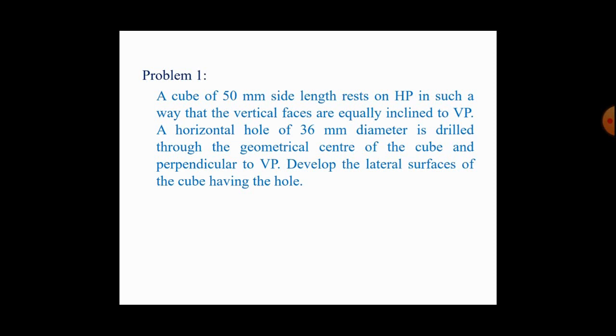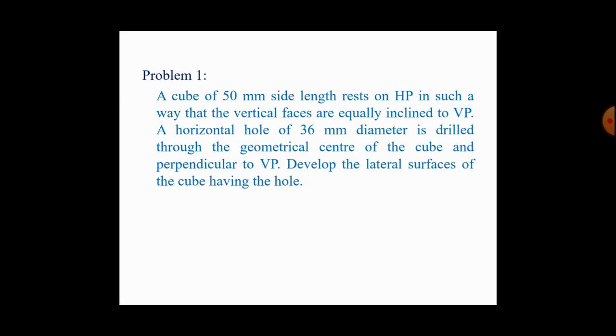So this is very clear from the question. The cube is resting on HP in such a way that it is equally inclined. So in the top view, you can see a square which is placed equally inclined, and in the front view you can see a rectangle.